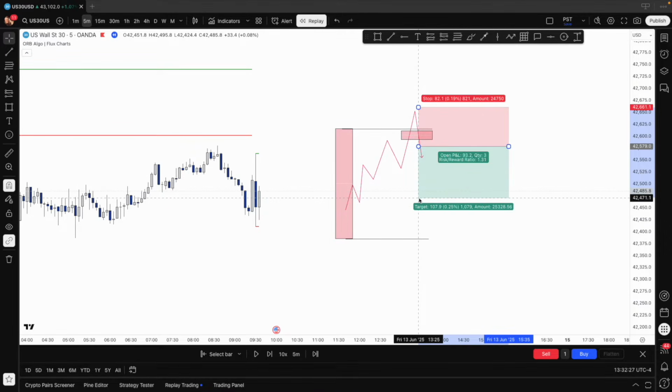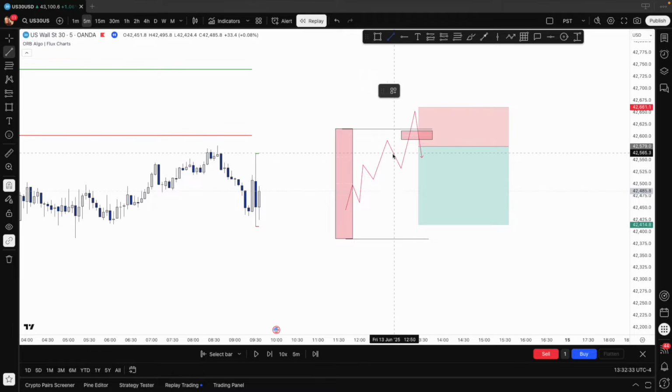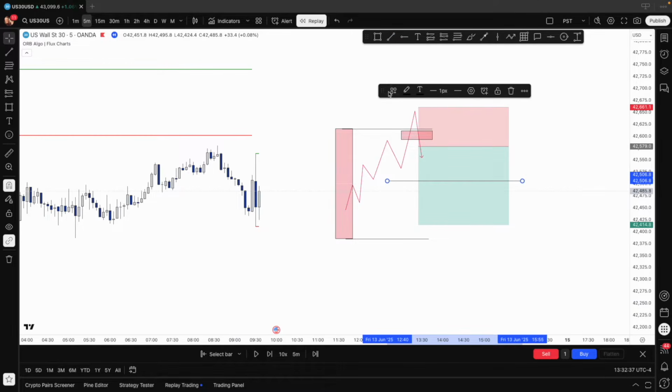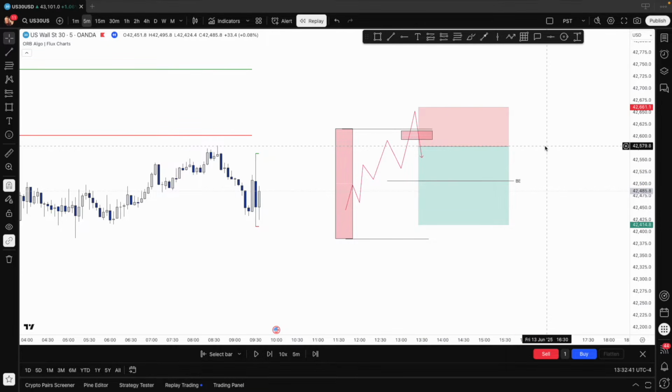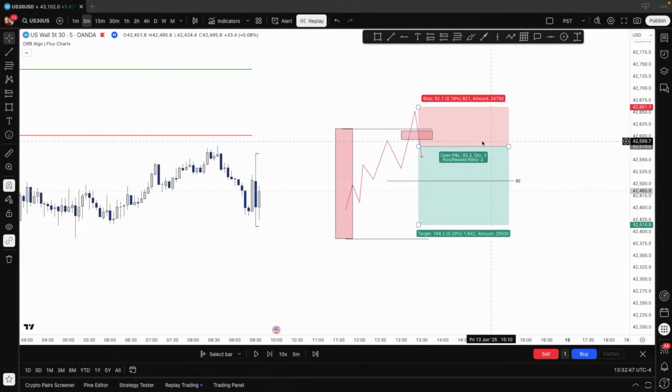And then we are going to target a 1 to 2 risk to reward trade, and we are going to take break even at a 1 to 1, where we're going to put our stops at break even. And that's how simple this strategy is. So let's have a look at a few examples and see how it goes.